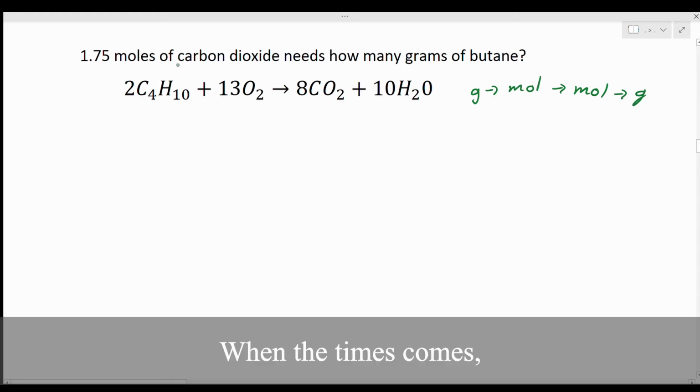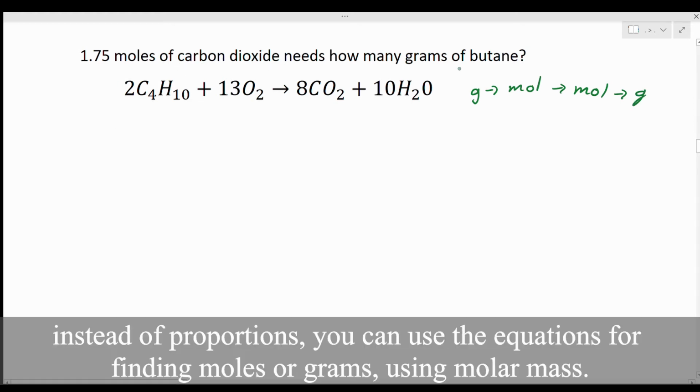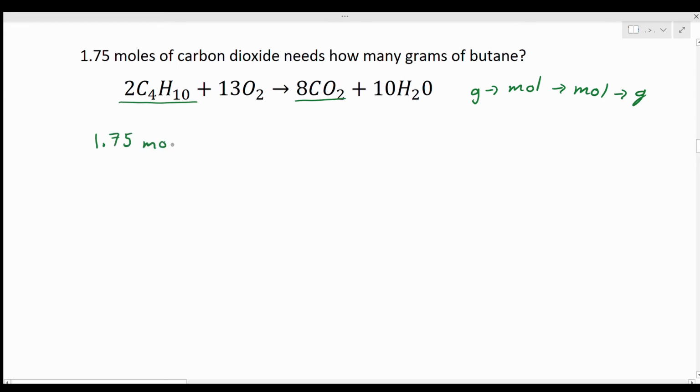Okay, so we are dealing with carbon dioxide and we are dealing with butane. Alright, now let's see what they give us. 1.75 moles of carbon dioxide needs how many grams of butane?